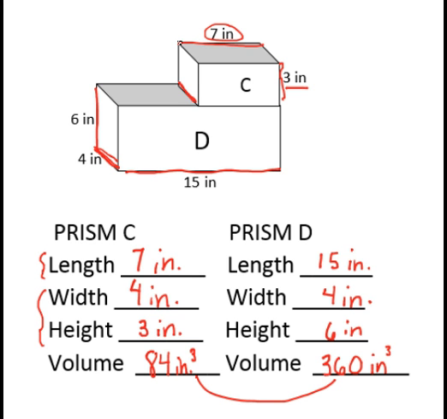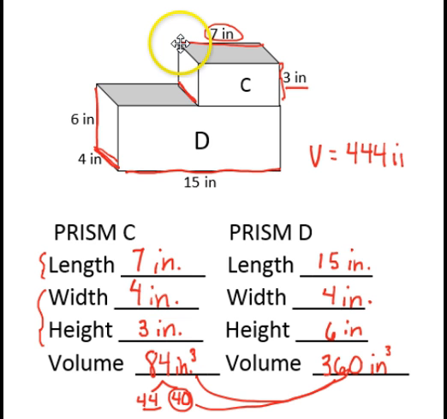Now I just need to combine these two to come up with my total. Well, let's break the 84 into 44 and 40. So I can combine my 40 with my 360. That would give me 400, and then add 44 onto that. So my total volume would be 444 cubic inches, and that's for the entire figure C and D put together.